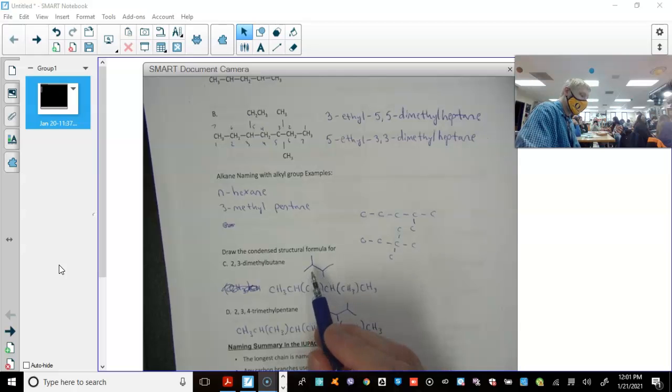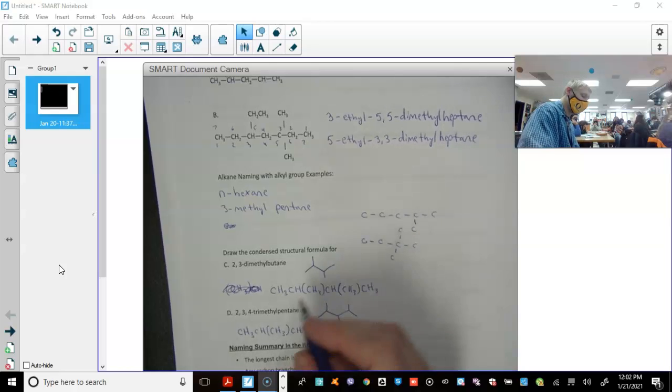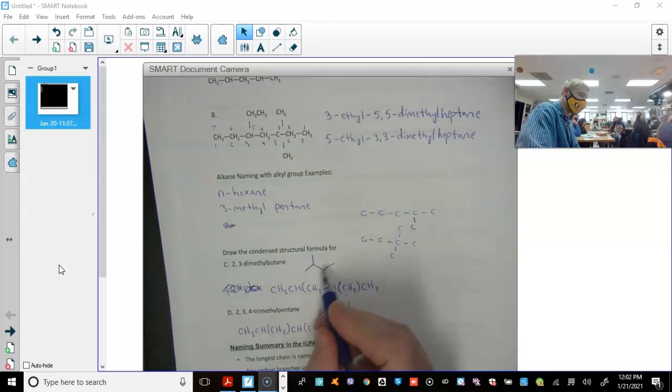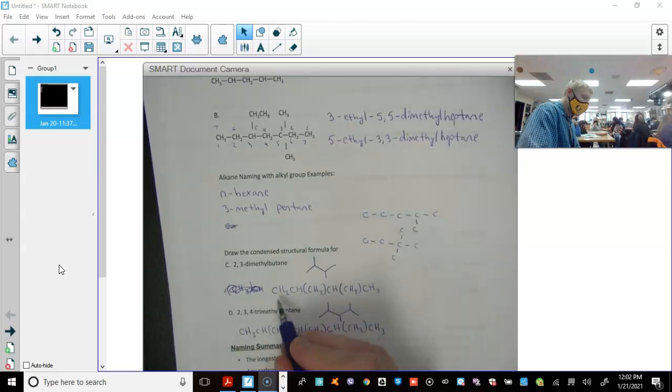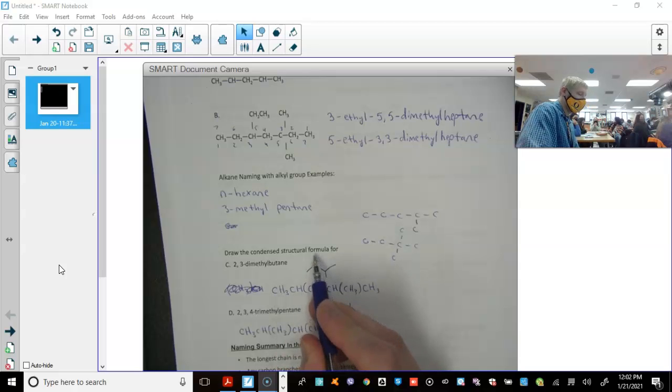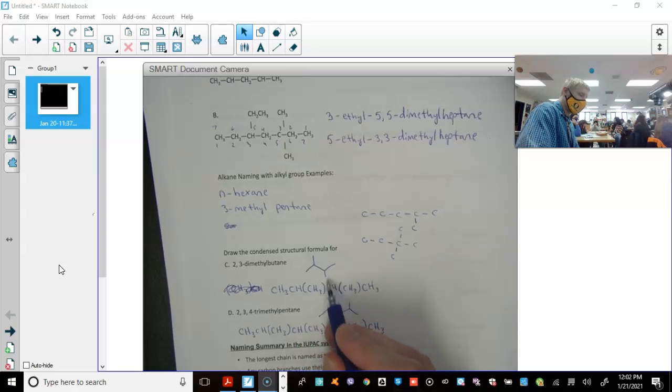And then drawing my condensed structural formula. I mean, this is what they're talking about. Some people wrote it out showing the CH3, CH, and that's fine too. But we've got CH3, CH, and we have to put in parentheses the CH3 methyl group. And we got CH, and we put in parentheses the CH3 methyl group, and then we got CH3.